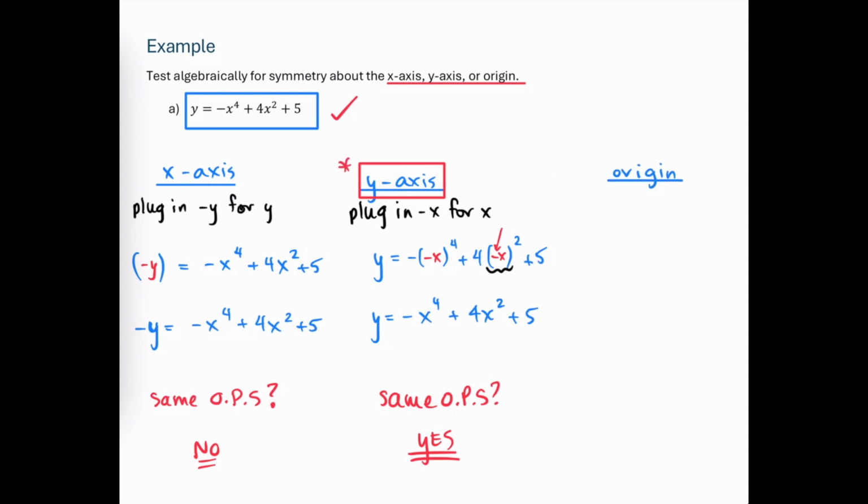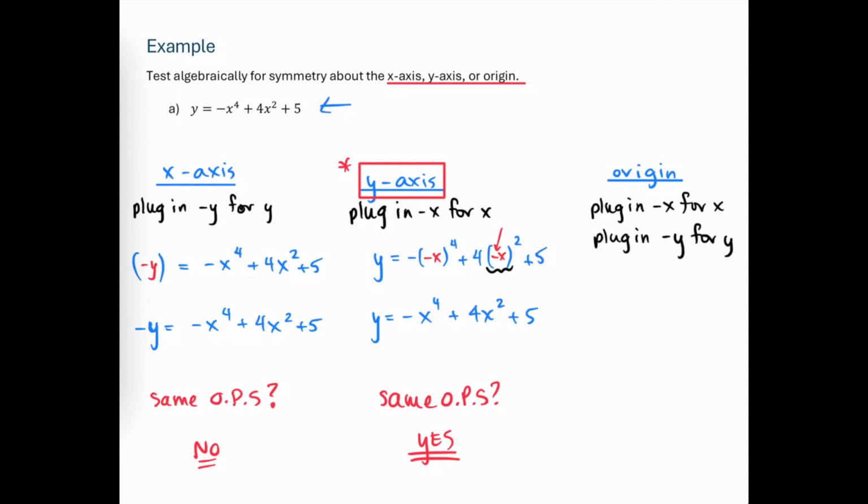Now we do this one more time to test for symmetry about the origin. And here we're going to plug in negative x for every x, but also plug in negative y for every y value. So in the original equation, we're going to open up a hole for the y's, but also open up holes for the x's. So we have negative x raised to the 4th power plus 4x squared plus 5. In for all the y's, we plug in negative y, and in for all the x's, we're going to plug in negative x. And now we simplify.